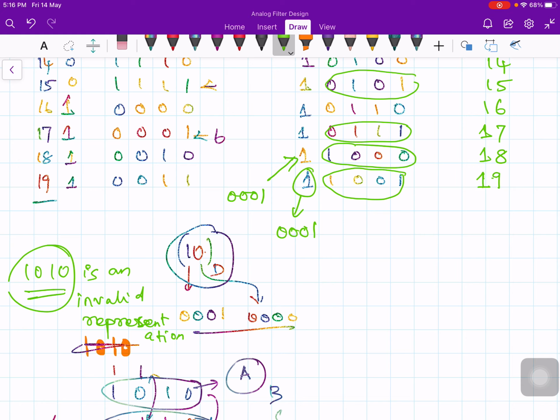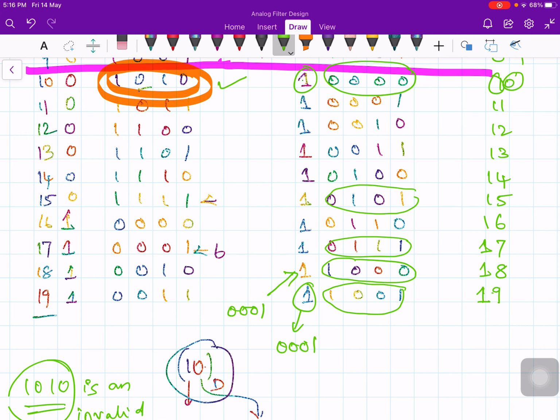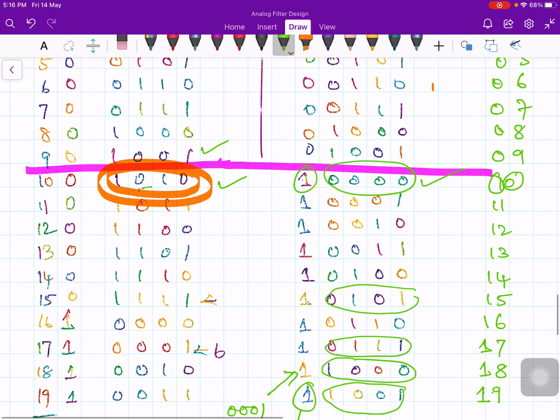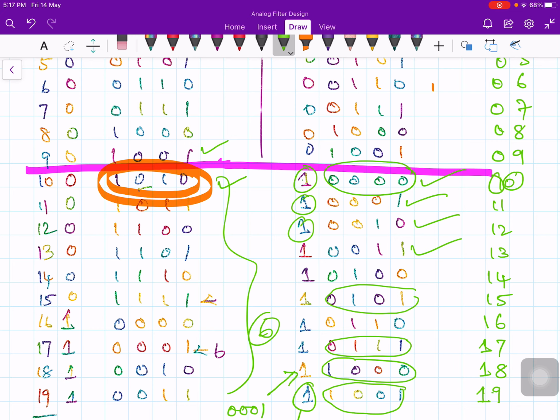Invalid, I can say BCD representation. Therefore, to convert this invalid BCD representation, I need to add 6, that is 0110. Therefore, the binary sum is converted into the correct BCD representation. See, now this is the correct BCD representation. So from all these, I have added 6 to get the correct BCD representation. And it also produces the output carry.